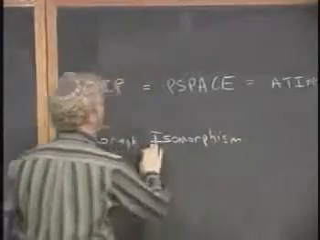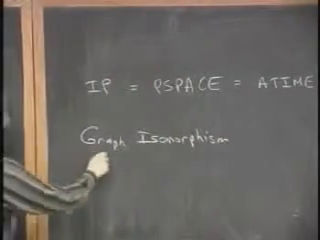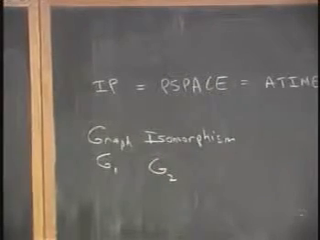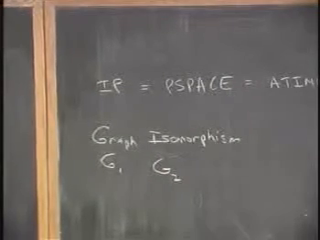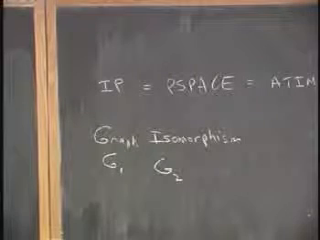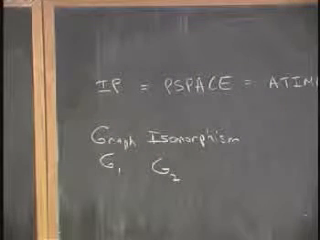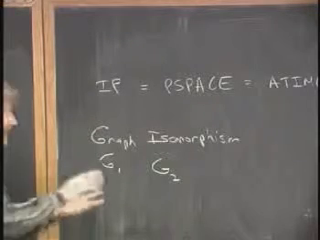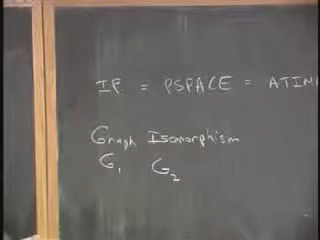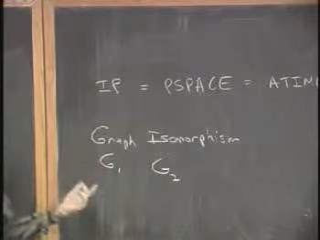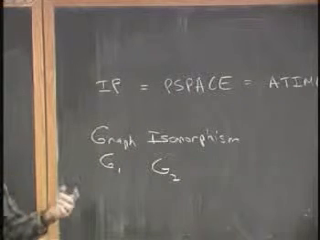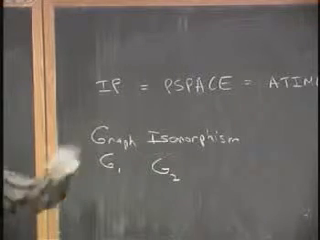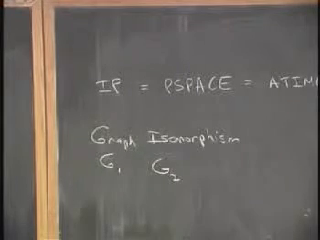Graph isomorphism is a problem where you're given two graphs, G1 and G2, and you're asked, can you place one on top of the other so that all the edges match up? Are they really the same graph for all intents and purposes? Can you relabel one so that it matches the other? Now, if you try to do that by brute force, deterministically, it takes n factorial steps. You have to try all n factorial ways of ordering the vertices and then checking the edges to see if they match.